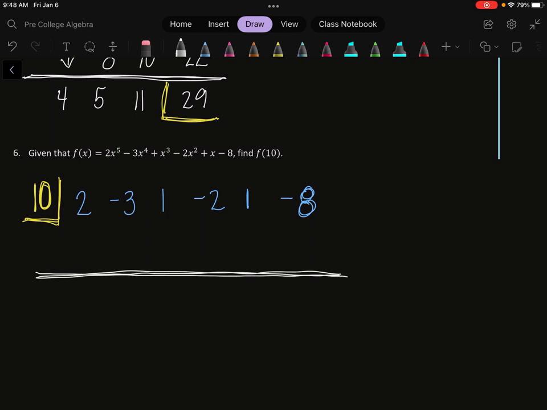So let's go ahead and start synthetically. I think this might be the big number 1. So we bring a 2 down here. 2 times 10 is 20. Then we have positive 17. Yeah, this is where it gets big. So 17 times 10 is 170. 1 plus 170 is 171.